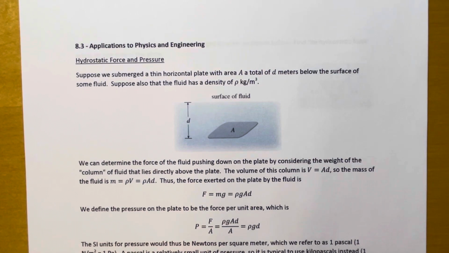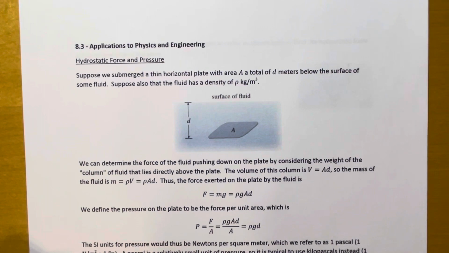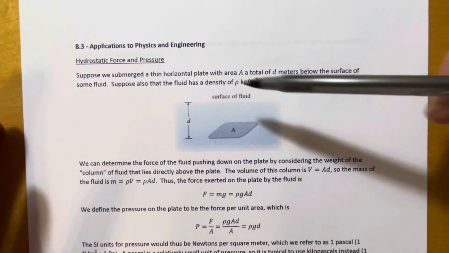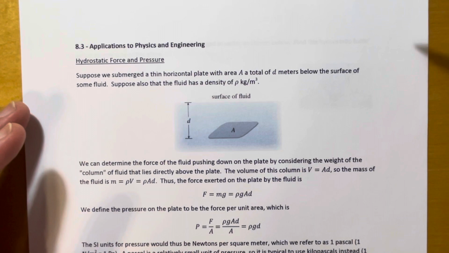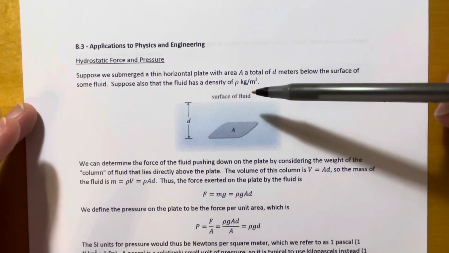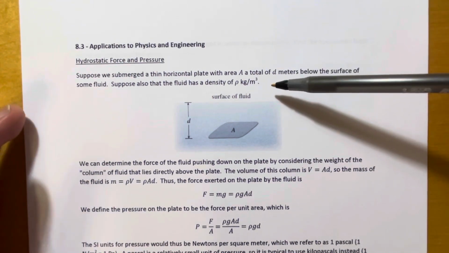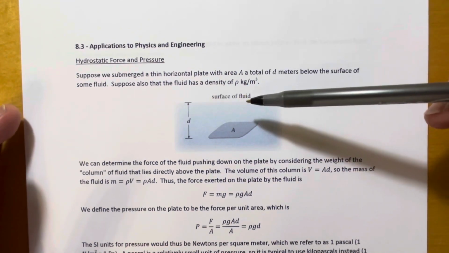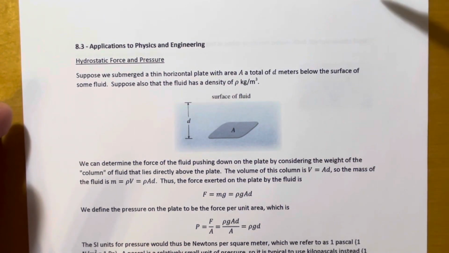In section 8.3, we're dealing with applications to physics and engineering, and we're really looking at just two specific applications for the most part. The first of those is what we call hydrostatic force and pressure. So to motivate this, imagine that we have some fluid. It can be water or something else, and it has some density, which we give by this Greek letter rho. In metric units, that would be measured in kilograms per meter cubed. So that's the density of this fluid, whatever it happens to be. We're using rho for that.